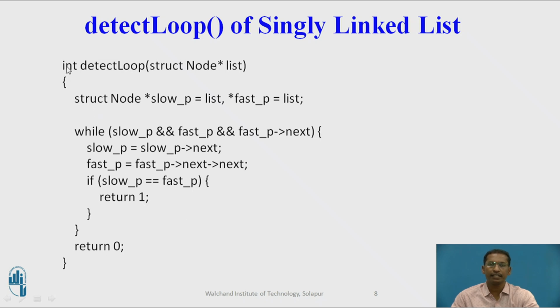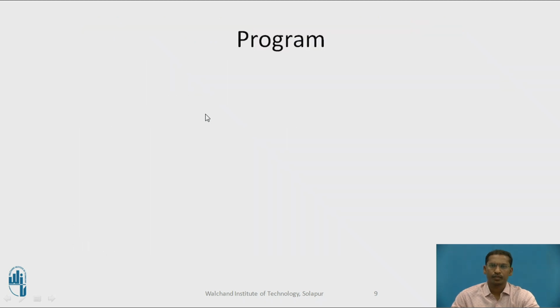So it is returning 1, this function is returning 1 value to the main function. In the main we are saying that if this function is returning 0, there is no loop present in the singly linked list. If this function is returning 1, then we are saying that there is a loop in this singly linked list. Now we have seen the program.